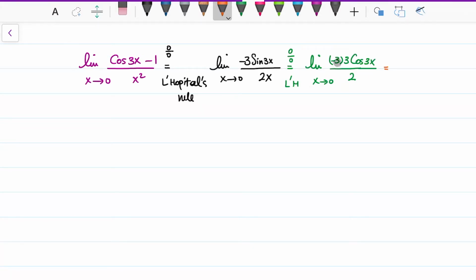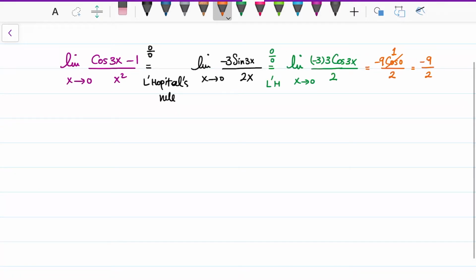Okay, so now let me plug in 0 here into the limit to see what I get. So when I plug in 0, I get negative 3 times 3, which is negative 9, cosine of 0. So I get negative 9 cosine of 0 over 2. Cosine of 0 is basically 1. So very good. I get negative 9 over 2. That's the answer for this limit.